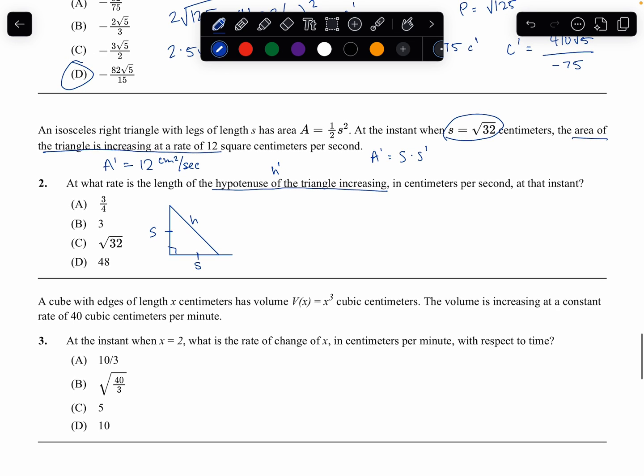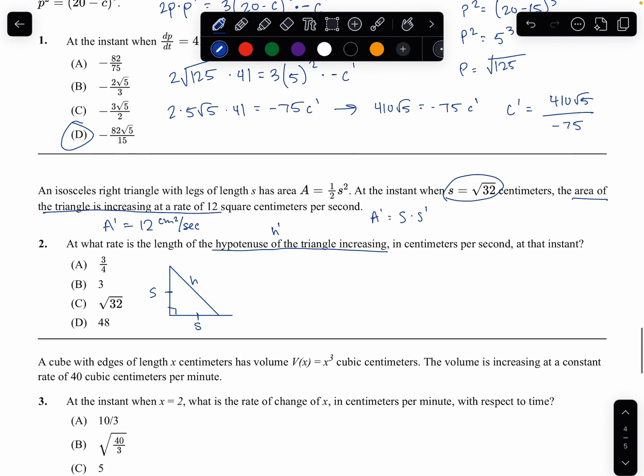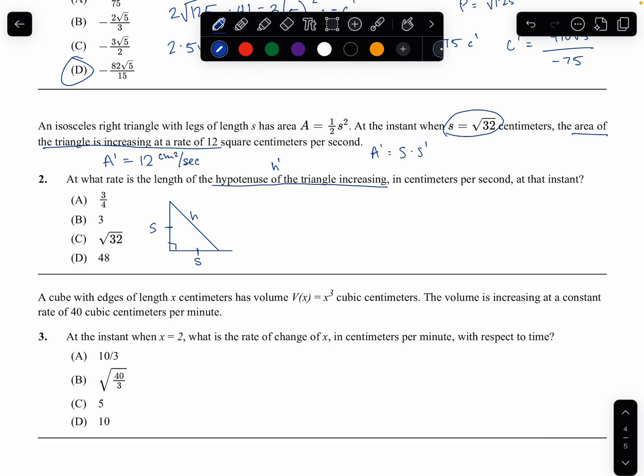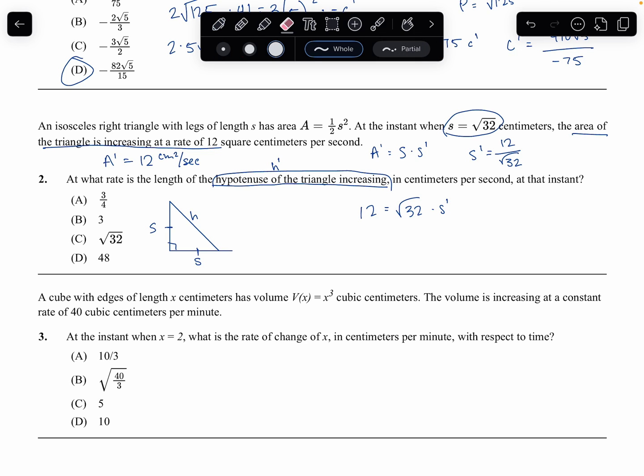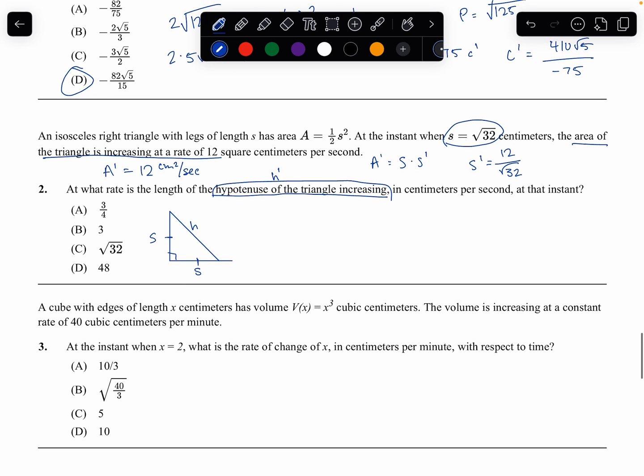A prime times s prime, yeah. Okay, let's see. So A prime, we're trying to find, no, A prime is 12. So 12 is equal to square root of 32 times s prime. So I can say that s prime is equal to 12 over square root of 32. Although that's not what we're trying to find. We're trying to find h prime.